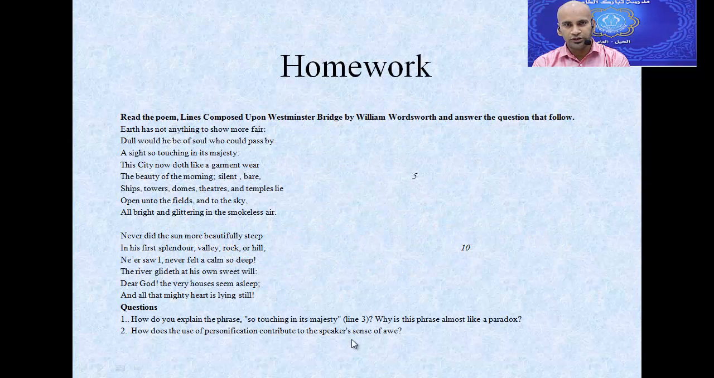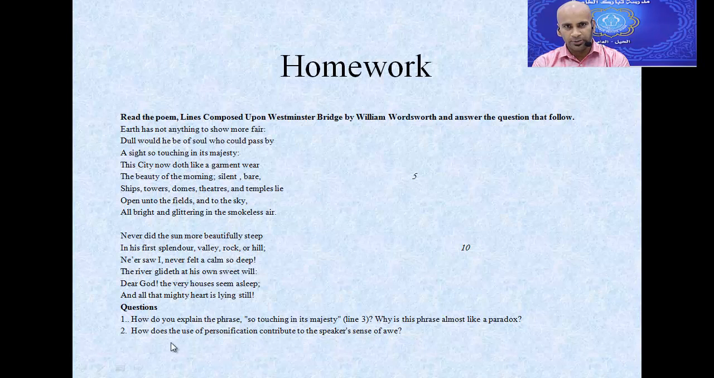Here is a homework for you. Read this poem, "Lines Composed upon Westminster Bridge," again, and answer these questions. How do you explain the phrase "so touching in its majesty," line number 3, which is a paradox as we discussed in the lesson? Why is this phrase almost like a paradox? So first question, write at least 100 words.